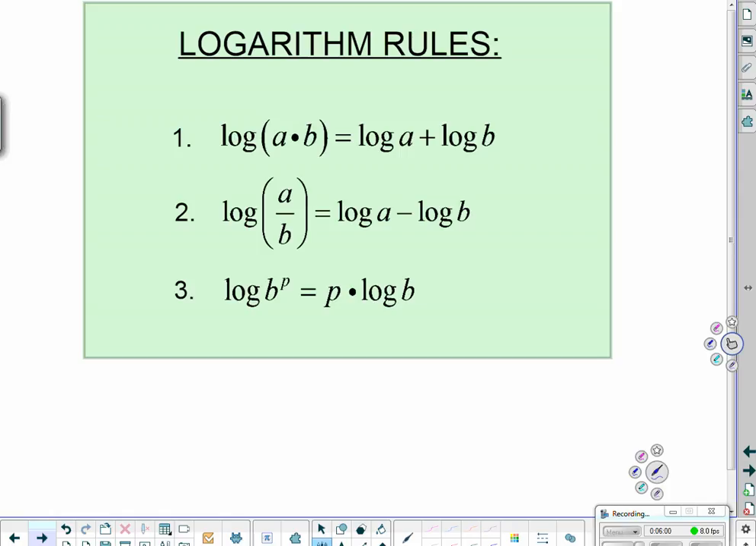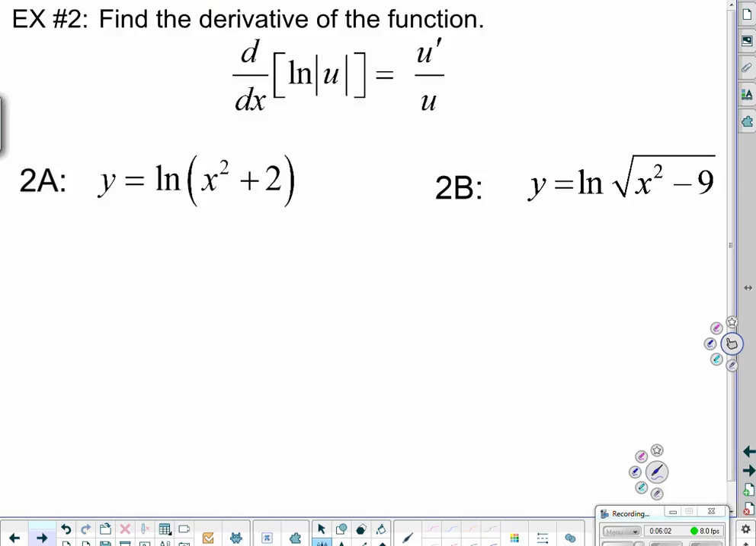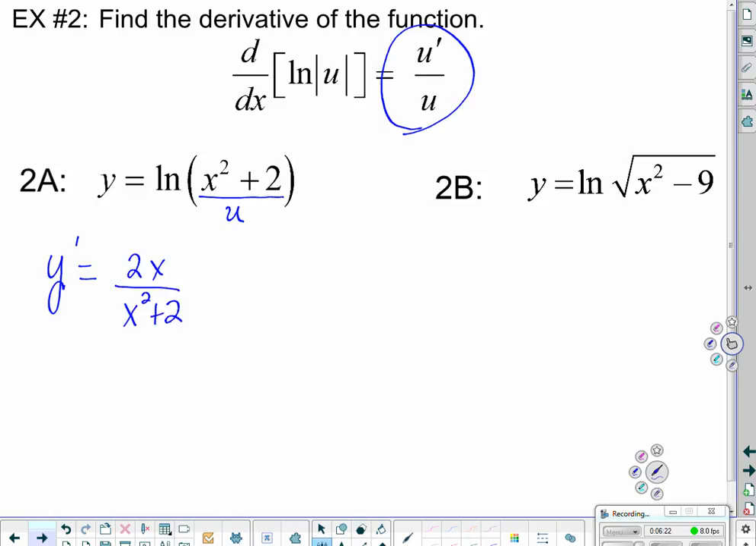We already covered that. So let's do some derivatives. Natural log of x squared plus 2. This is going to be treated like my u, and I know the pattern is u prime over u. So to take the derivative, we want to look at u prime over u. So I'm going to have 2x over x squared plus 2. Simplifying, nope, there's no simplifying that can be done. I cannot reduce my x's because of this plus 2 hanging on there.